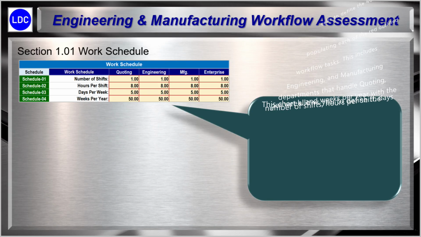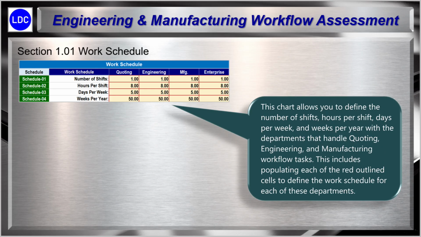This chart allows you to define the number of shifts, hours per shift, days per week, and weeks per year with the departments that handle quoting, engineering, and manufacturing workflow tasks. This includes populating each of the red outlined cells to define the work schedule for each of these departments.